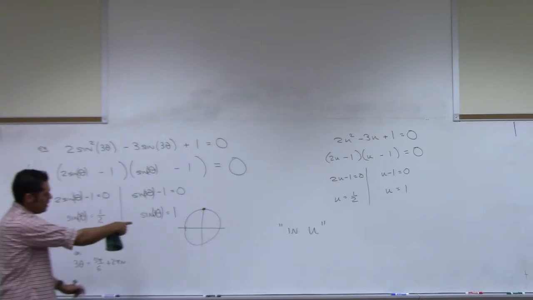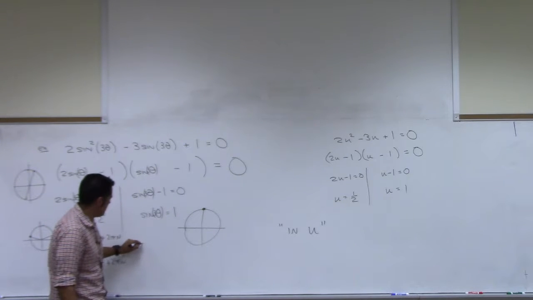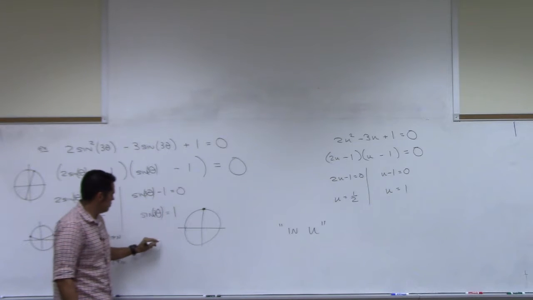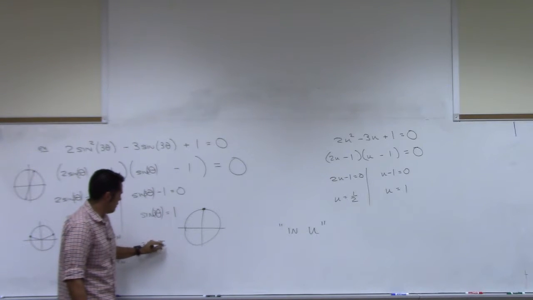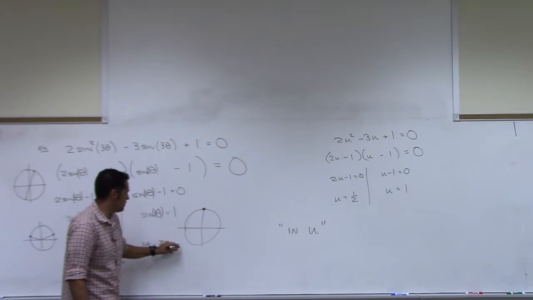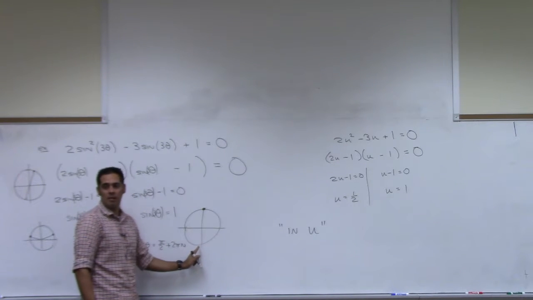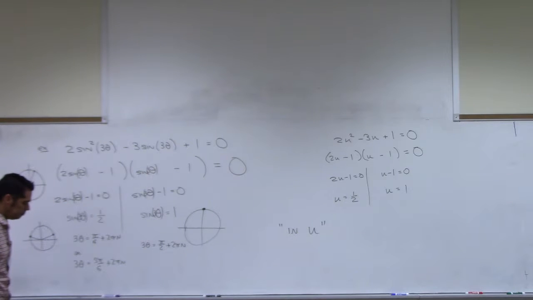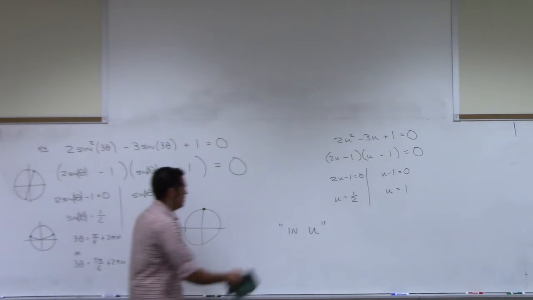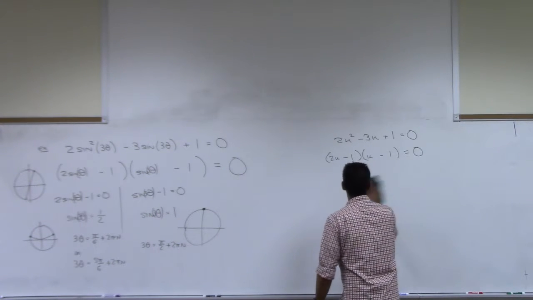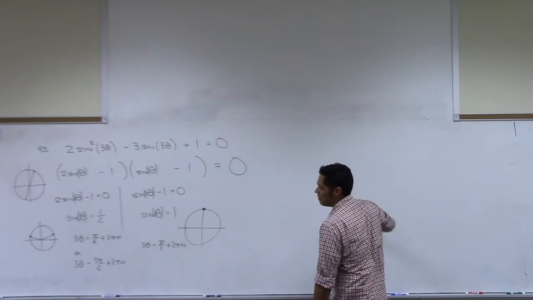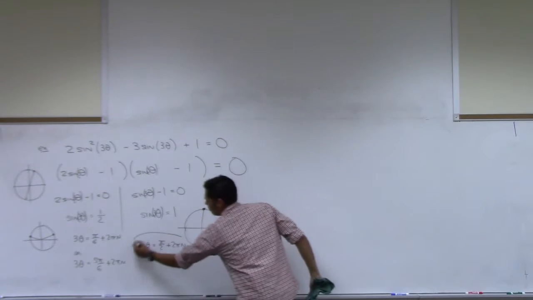All right, so here we need 3 theta to be pi over 2 plus 2 pi n. Again, we have to go all the way around because we don't have an answer directly across from it. Now, I want to get my answers in terms of theta, not 3 theta. So I have 3 groups of answers here.